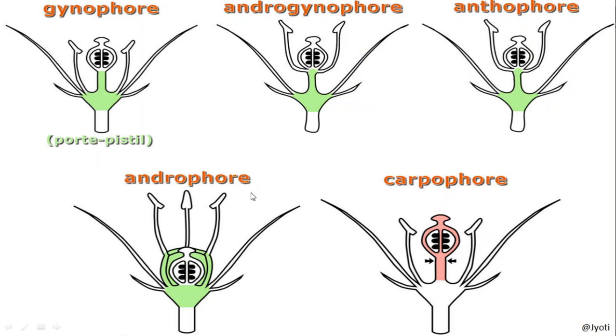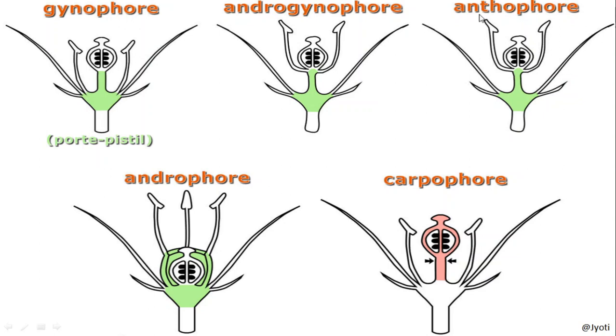Then androgynophore. This picture is androgynophore. This is not androphore. Androgynophore means there are two internodes, between the corolla and the androecium as well as between the androecium and the gynoecium. Here it is very much clear. So there are two internodes.